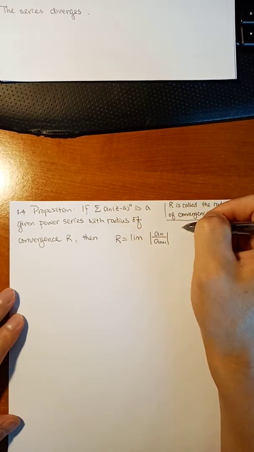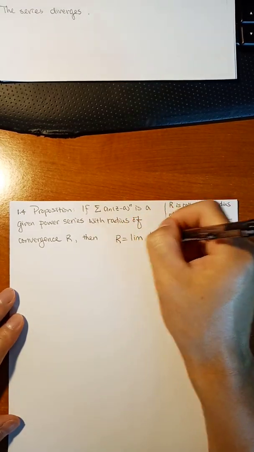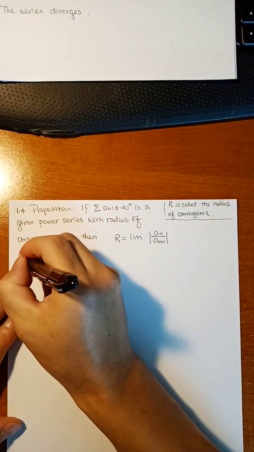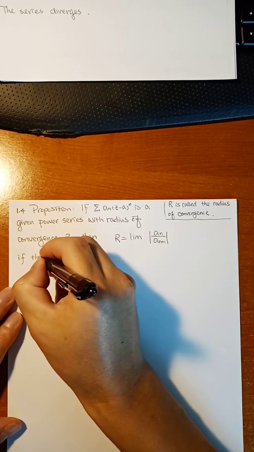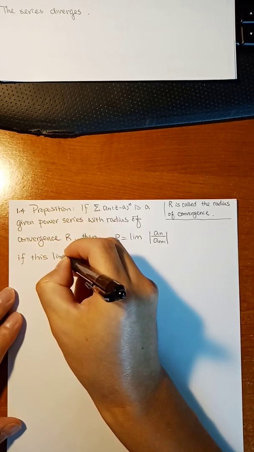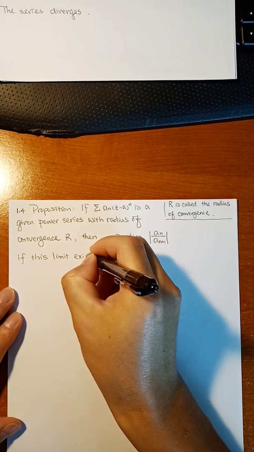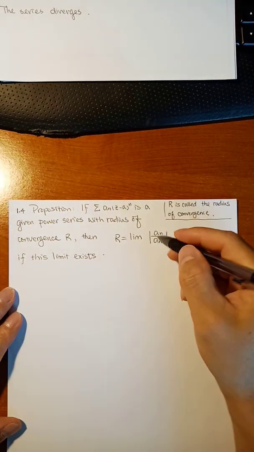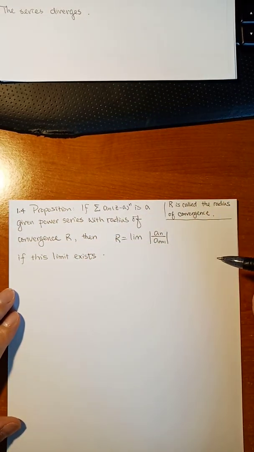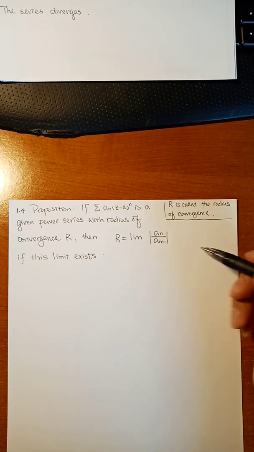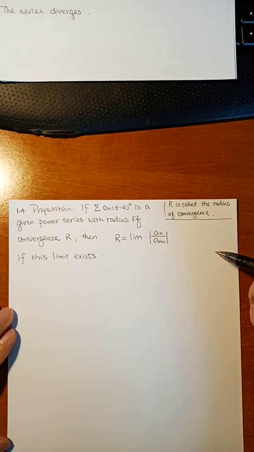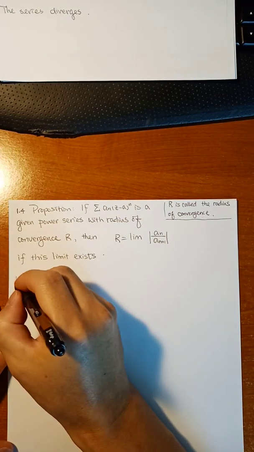Well, this limit may not exist. We say it is equal if this limit exists. If the limit exists, then it is also equal to r, the radius of convergence. Okay, so let's see the proof.